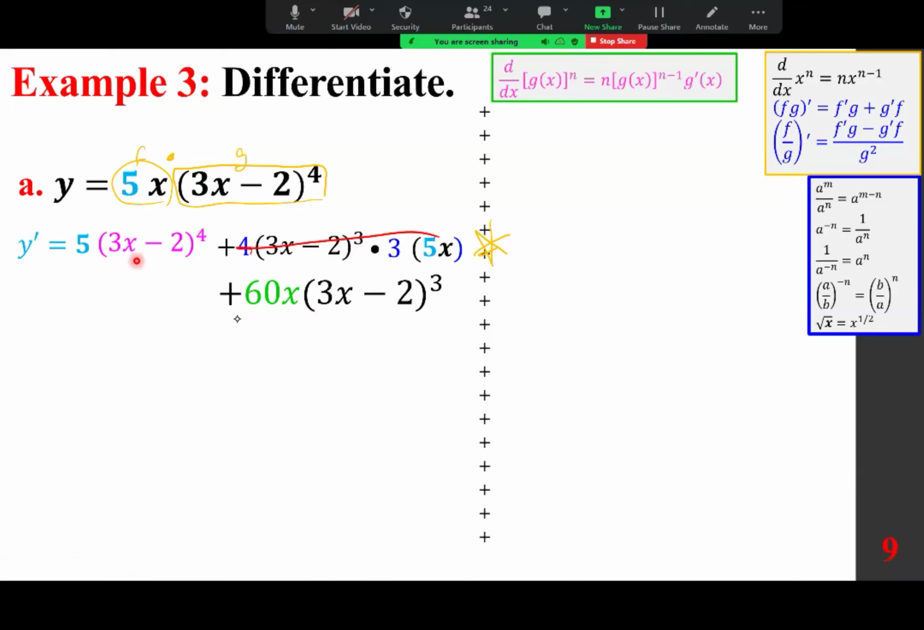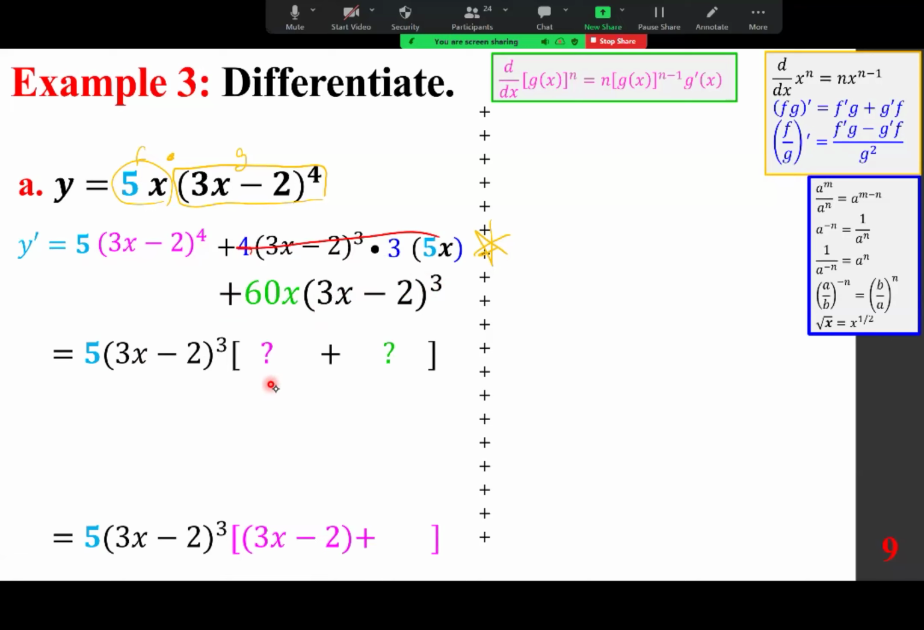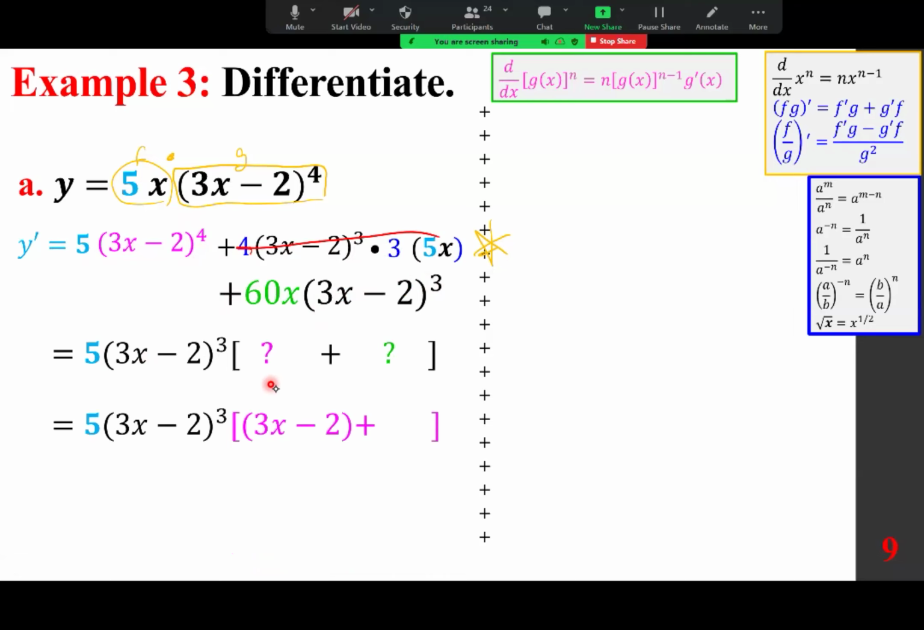And we're going to factor what's in common. Obviously, 5 is in common. 3x minus 2 is in common. Exponent 4 versus exponent 3. We use exponent 3, the smaller of the two. Again, I'm just doing simple factoring. Divide this one by this one, you get 3x minus 2. Divide this one by this one, this completely goes away. 60x divided by 5 is 12x, and 12 and 3 add up to 15x. So you write 5 times (3x minus 2) cubed times (15x minus 2), and you're done.